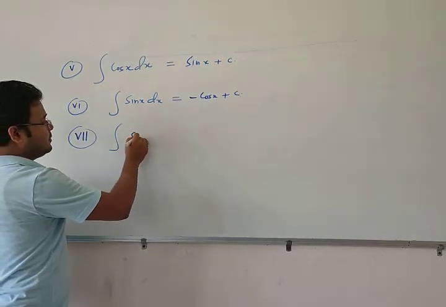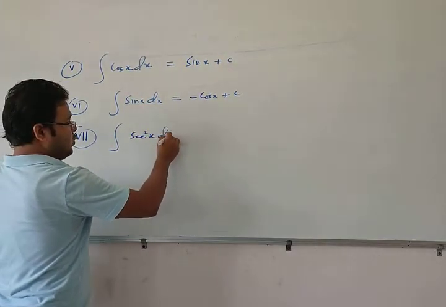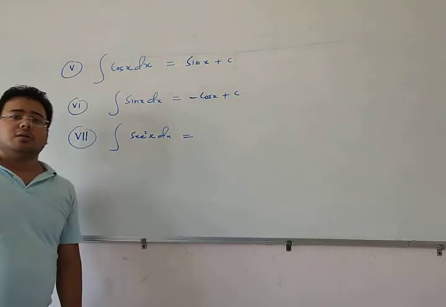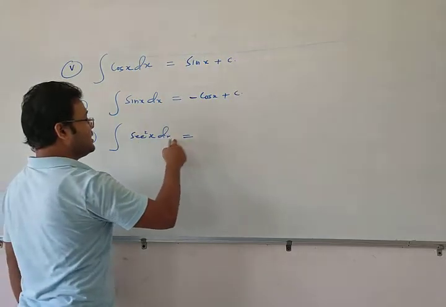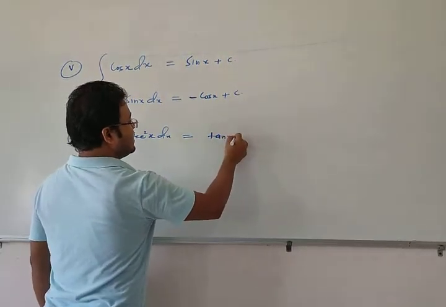Integration of sec square x with respect to x. We know that the differentiation of tan x is sec square x. So integration of sec square x with respect to x is tan x plus constant term c.